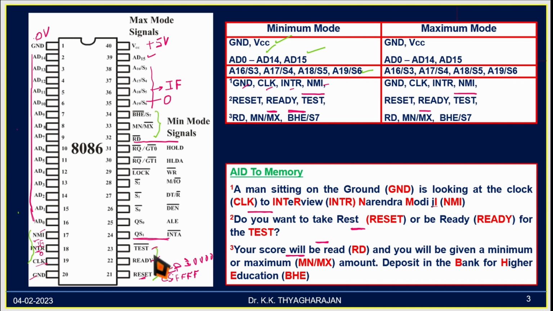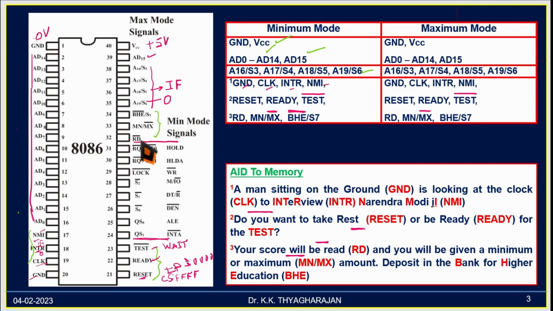The next one is test. When the processor executes a wait instruction, there is a software instruction called wait. When this instruction is executed, the processor enters into wait state and makes this pin high. Actually, this is an active low pin. The processor will make it high when it executes a wait instruction. After that, it monitors the test input pin. It comes out from this wait state when this pin is made low by external devices or that slow memory.